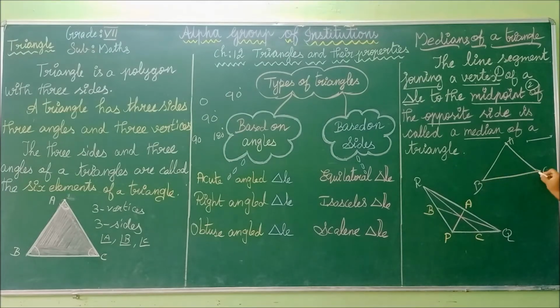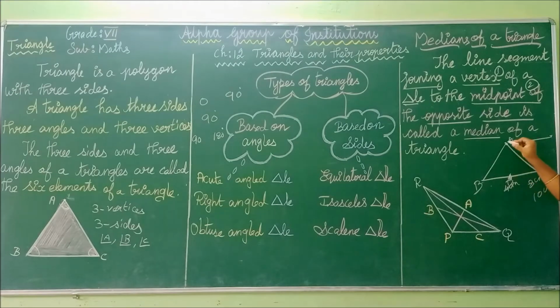Midpoint means, suppose BC measures 8 cm, then 4 cm is called the midpoint of the side BC. Do you understand, children? Suppose BC measures 8 cm, it means that 4 cm is said to be the midpoint of BC. Suppose BC measures 10 cm, it means 5 cm is said to be the midpoint of the side BC. I hope you understand. I am naming this midpoint as D. So the midpoint of BC is this point D.